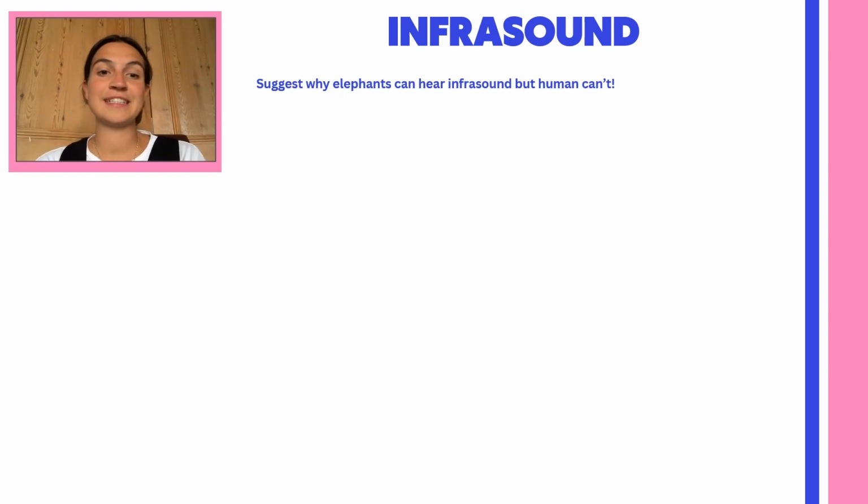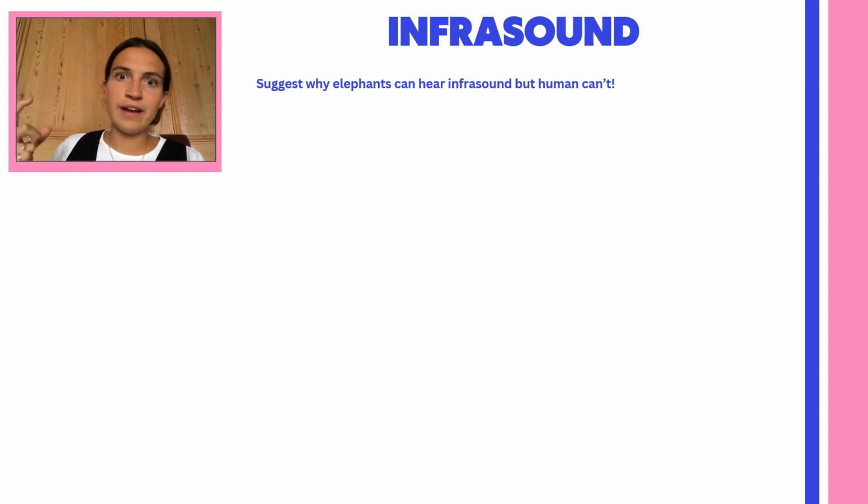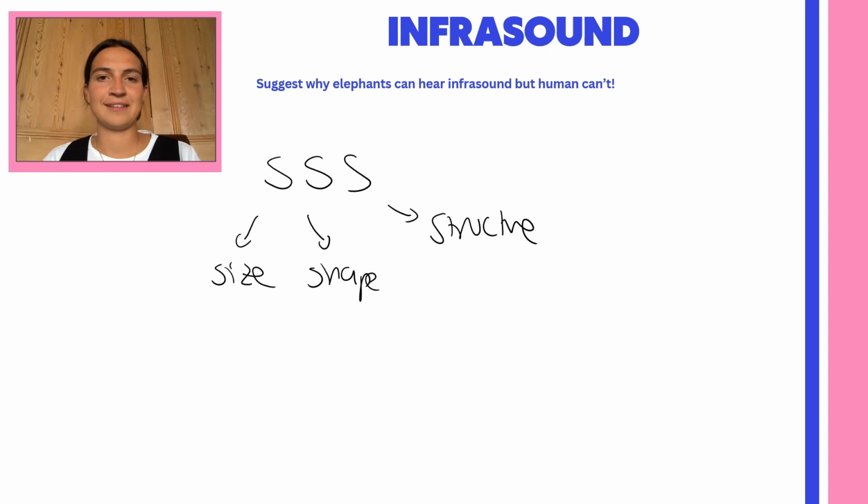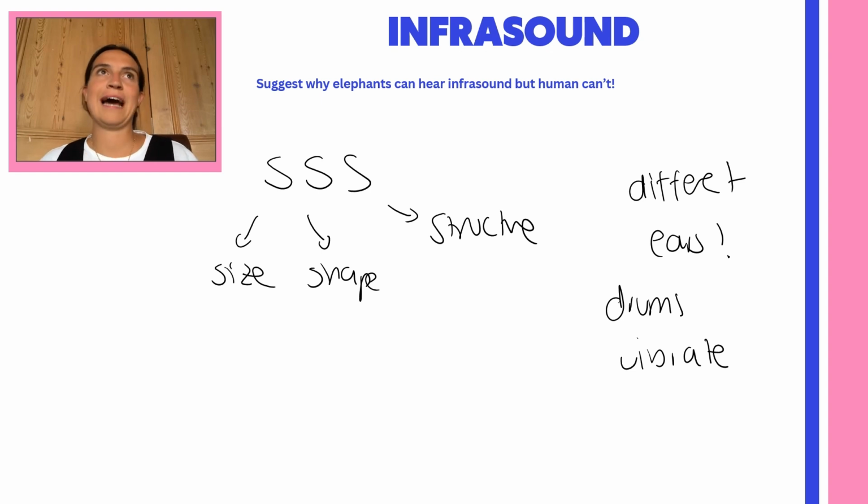Okay, suggest why elephants can hear infrasound but humans can't. So this goes back to why a sound's allowed to propagate through certain materials and what's restricting our ears as to the types of sounds that we can hear, and that is an object's SSS, 3 S's, their size, their shape and their structure. So elephants obviously have different sized ears to humans, and they are going to be a slightly different shape and different structure as well. So their eardrums and all the bones within their ears will vibrate differently to human ears. So they can hear different or lower sounds than humans are able to hear.